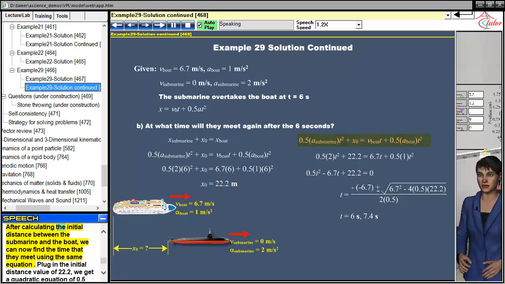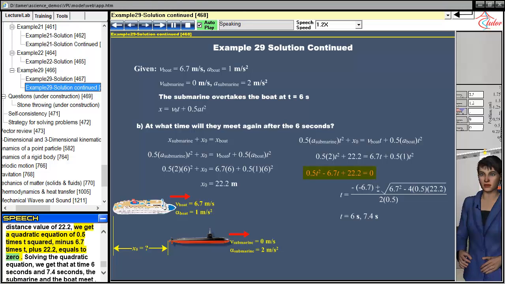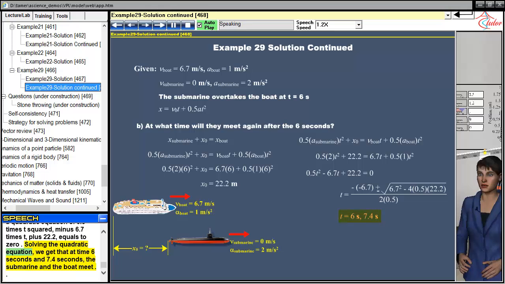After calculating the initial distance between the submarine and the boat, we can now find the time that they meet using the same equation. Plug in the initial distance value of 22.2. We get a quadratic equation of 0.5 times t squared, minus 6.7 times t, plus 22.2, equals 0. Solving the quadratic equation, we get that at times 6 seconds and 7.4 seconds, the submarine and the boat meet.